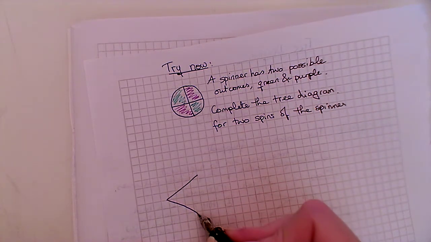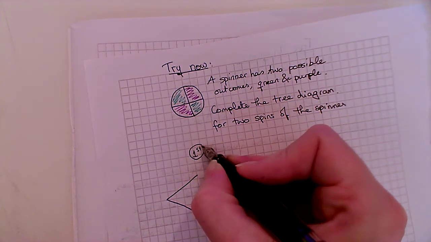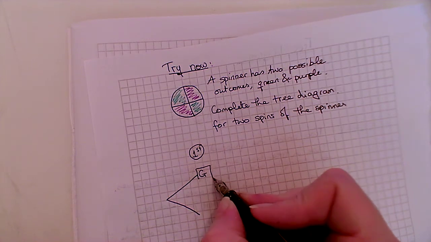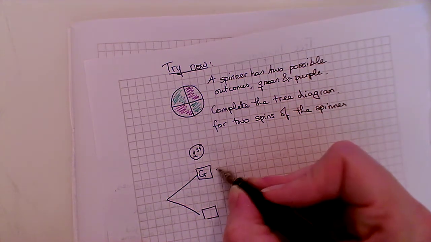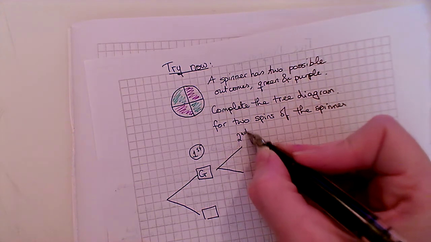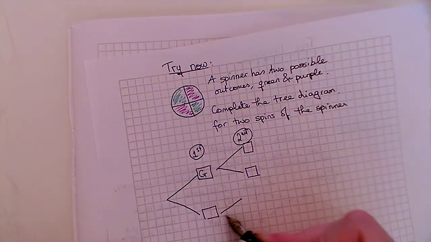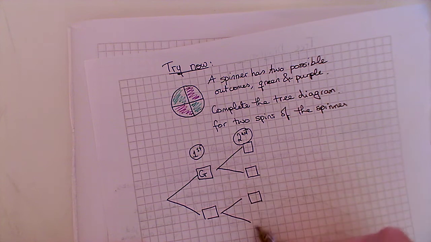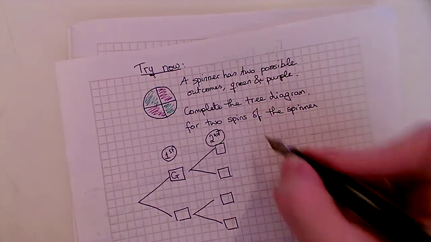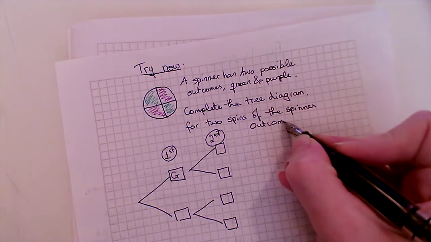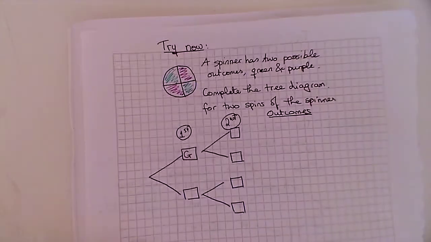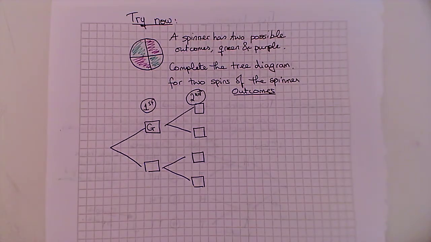Okay, so for the first spin, we could have green or what. For the second spin, what would you fill in here? And it's just about practicing drawing them out and filling them in. So I want you to complete that tree diagram, and I want you to list the outcomes. So I want you to pause the video here. Everybody pause it, fill this in, and then press play, and I'll show you how we fill it in. It's very similar to what we've just done.